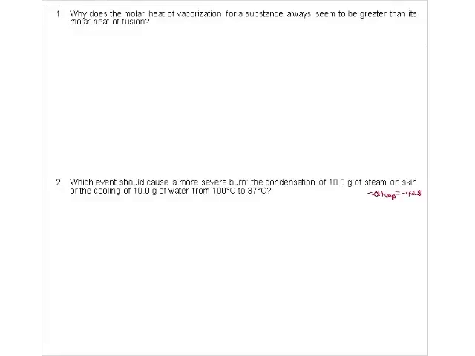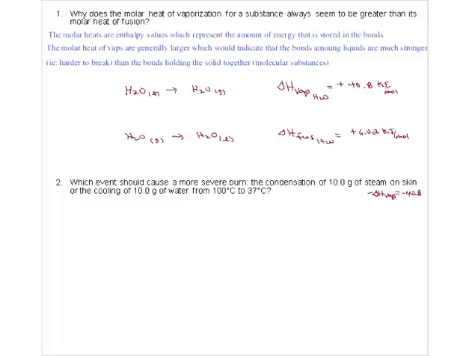Okay, here's a couple questions then. It says, why does the molar heat of vaporization for a substance always seem to be greater than its molar heat of fusion? And the reason for that has to do with the energy that's stored in the bonds. Generally, the molar heats of vaporization are higher, indicating that the bonds are stronger amongst the liquids than they would be amongst the solids.